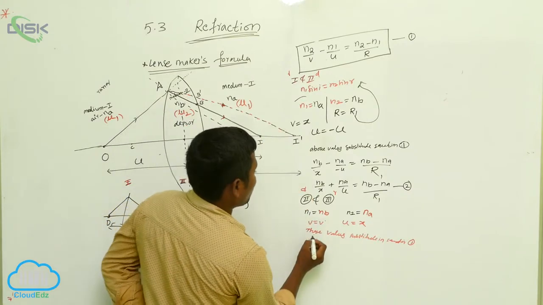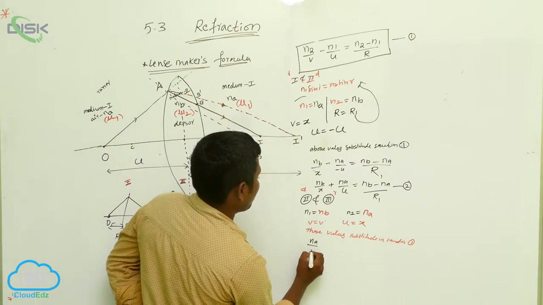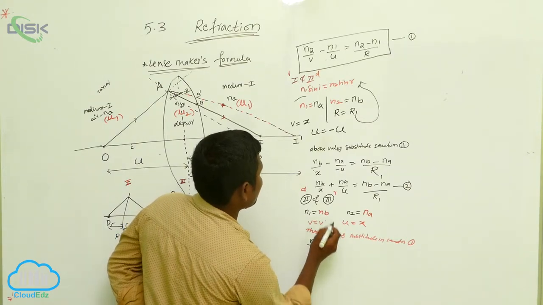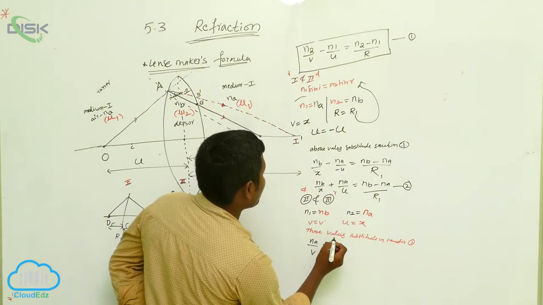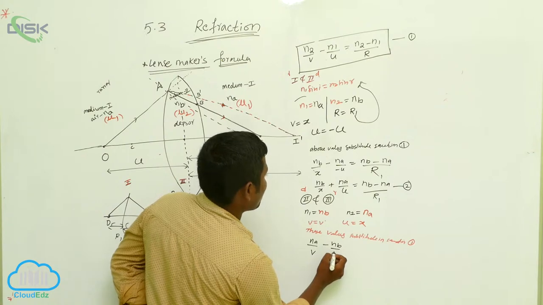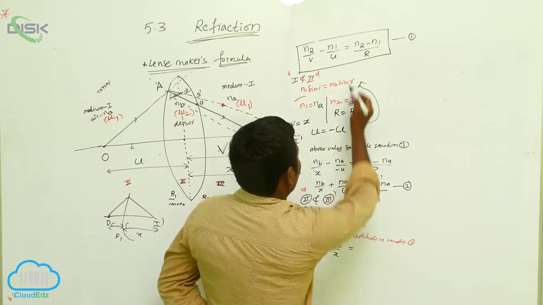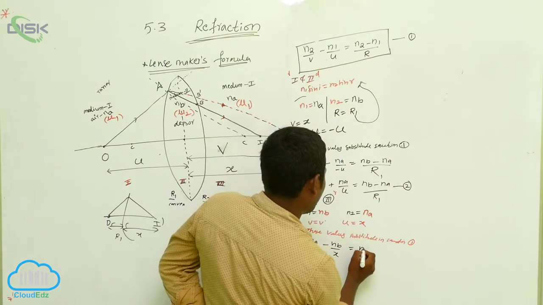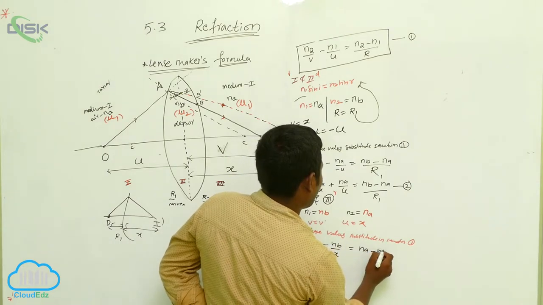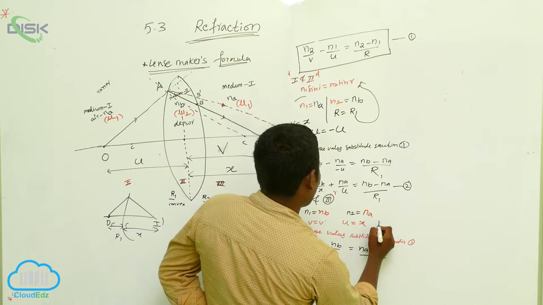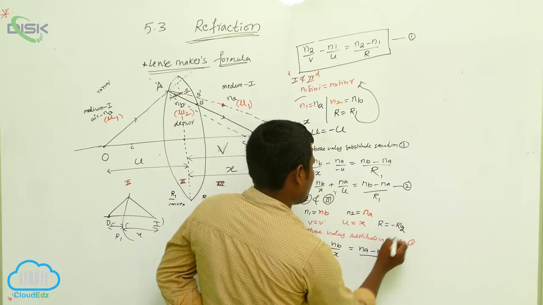Okay. What happened then in equation? Tell me. N2 how much? NA. V how much? V only. Next, minus N1 how much is there? NB is there. Next, U how much is there? X is there. Next, N2 how much is there? NA is there. Next, N1 how much is there? NB is there. Next, R is equal to how much is there? I said minus R1. Sorry, R2.